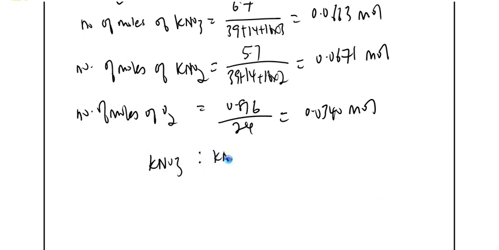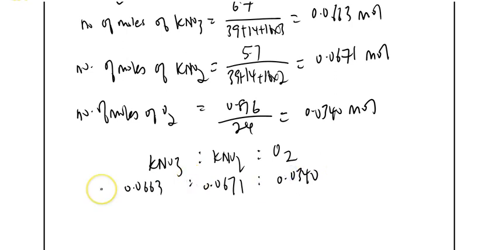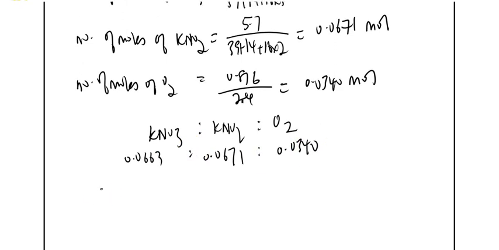So now we put these 3 species side by side and we do a comparison. KNO3, KNO2, and oxygen. 0.0663, 0.0671, and 0.0340. So doing likewise as empirical formula calculation, we divide throughout by the smallest number, and this is 0.0340. This is the smallest number. Dividing throughout, I will get 1.95, 1.97, and 1, which gives me a nice ratio of 2 2 1.